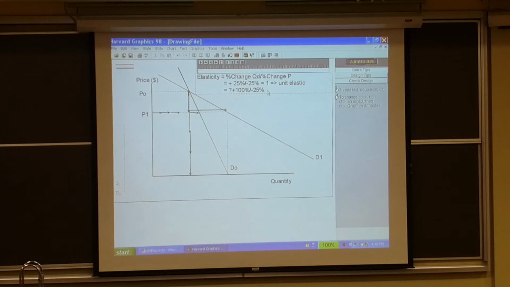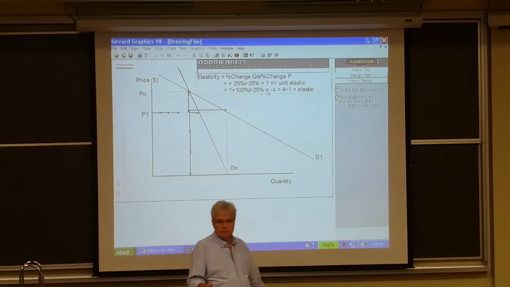This number would be strictly minus 4, which is equal to 4. Again, I would use minus 4, but we use 4. And that's greater than 1. And we call that elastic. Right? It's elastic. The force stretches it along. If the force doesn't stretch it very much, it's inelastic. So, definition.